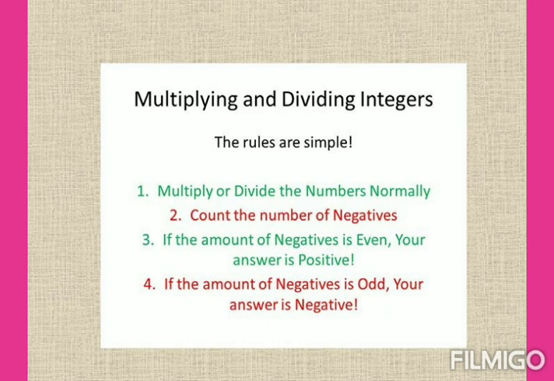Now children, all of you understood the rules of multiplication and division of integers. It is very simple and easy to remember. First we have to multiply or divide the numbers normally, and then we have to count the number of negative signs. If the number of negative signs is even, then the answer will be positive. If the number of negative signs is odd, the answer will be negative. Count the number of negative signs before putting the sign in the answer.